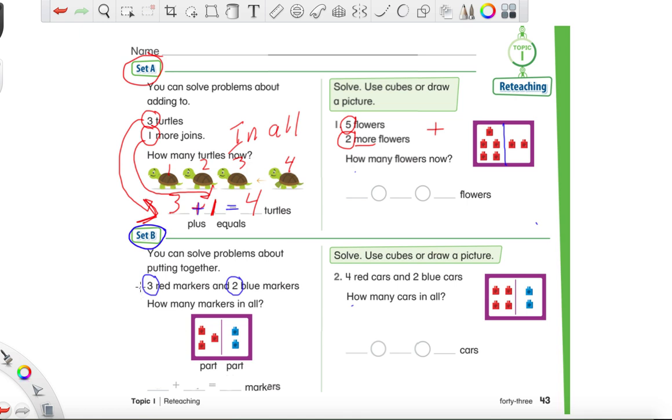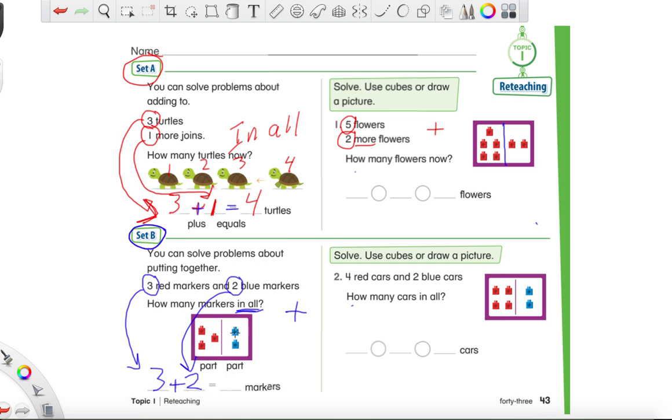So first we're going to take this 3 and put it on our first line. 3. Oh, so I forgot to underline something. How many markers in all? Let's go ahead and underline the words in all. That always means we are going to use a plus sign and add. So we have 3, put our plus sign, and if you notice, we have 3 red cubes, and that matches the 3 right here. And our second number is 2. So we'll put that on the second line.